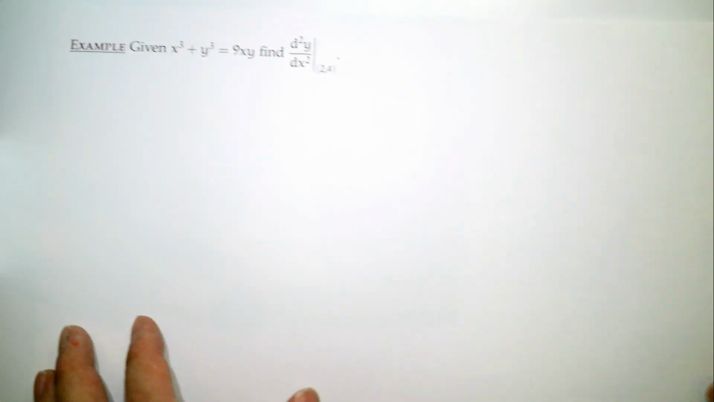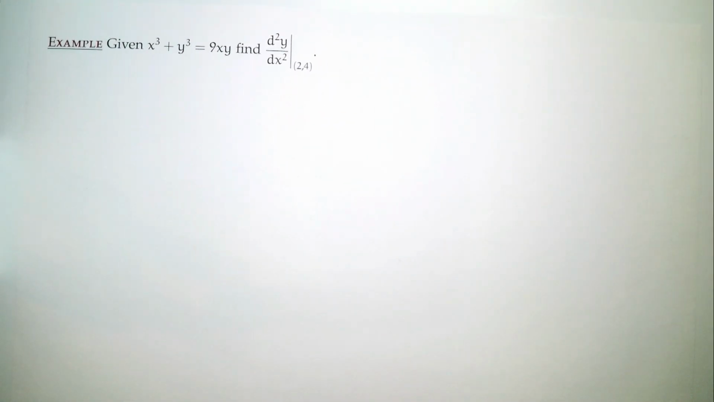We've had one derivative, but what about the second derivative? Well, suppose we have that x cubed plus y cubed is equal to 9xy, and we want to find the second derivative. Now you might say, why do we care about the second derivative? Well, it gives information about the curve, and it might be useful to understand that information. So we want to find the second derivative of y with respect to x. Well, what's the first step?